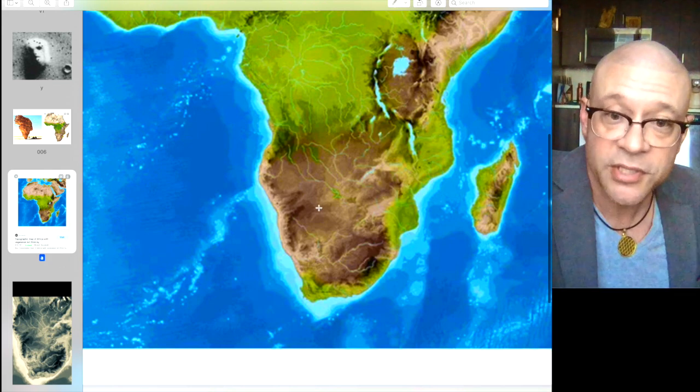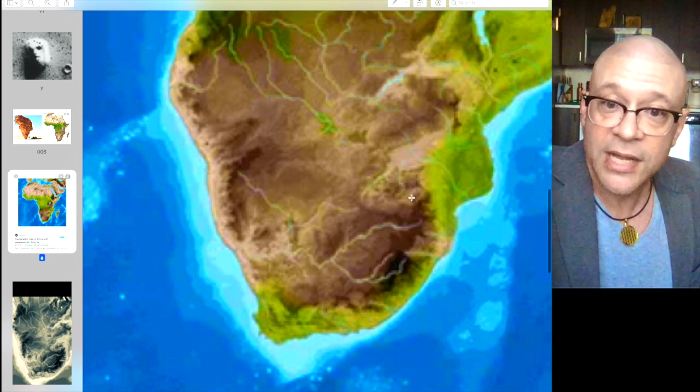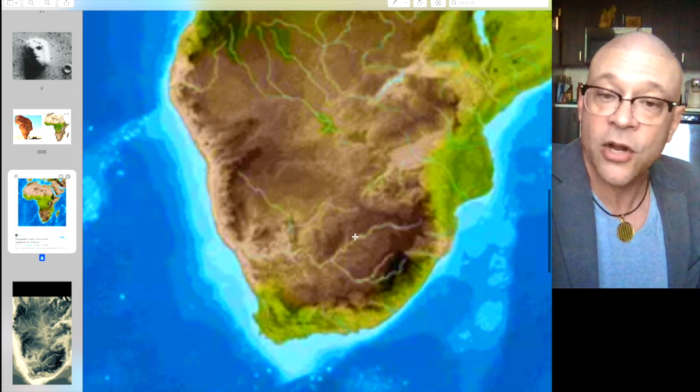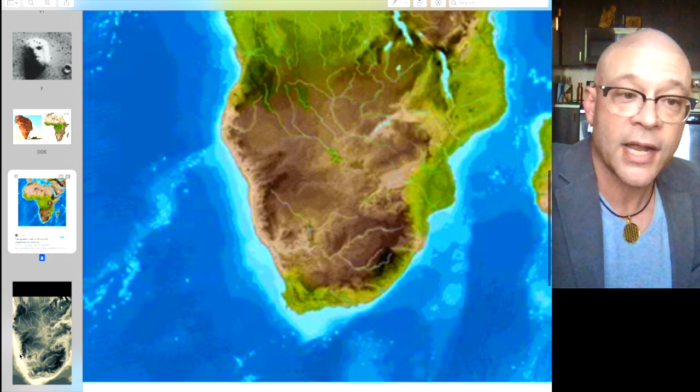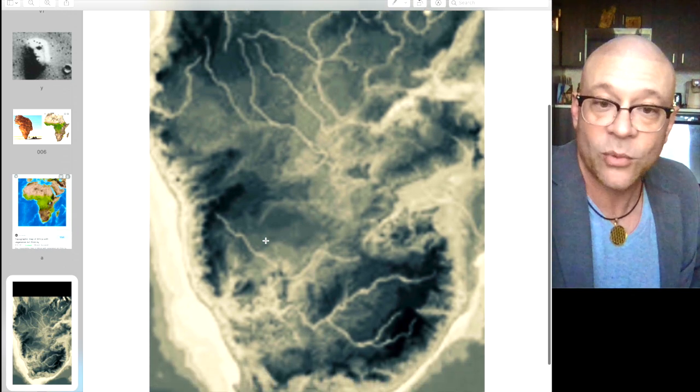Look where the river system goes. It's right where it should be. Through the eye. Look, those are eyes. So I've looked at it, I messed with it. I was like, it's just my imagination. You see it even better in black and white.